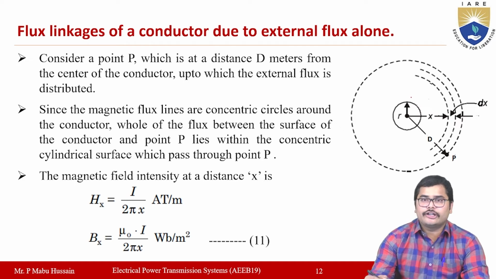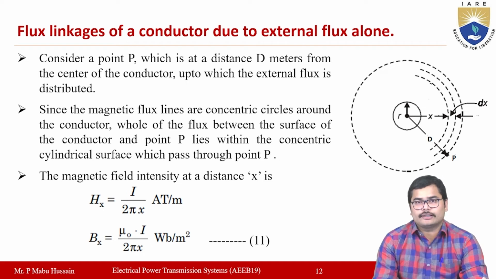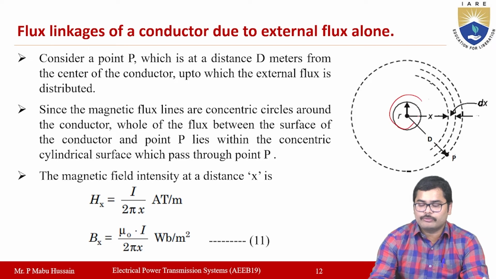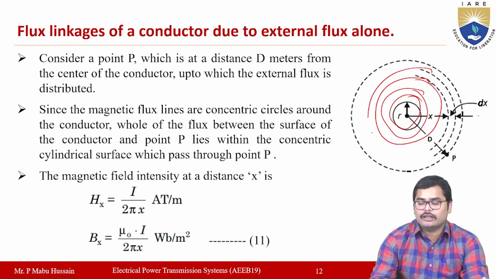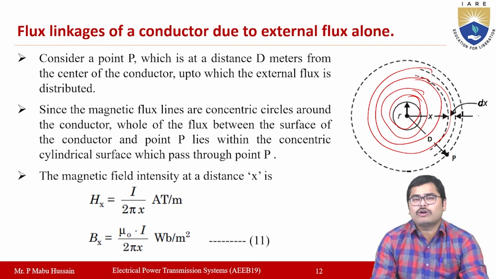As you already know, whenever the conductor carries current, it produces magnetic flux around it, right? Now this magnetic flux will be both internal as well as external. Here we are going to consider only the external flux, in the sense the flux which is distributed outside the conductor. Now the flux distributed outside the conductor will be up to what distance? We don't know. Because of that reason, we are going to consider a distance d meters from the center of the conductor, and up to that distance d meters, we are going to find out the total external flux linkages.